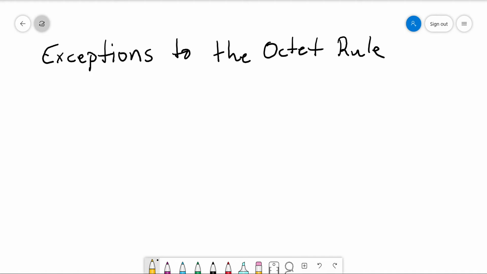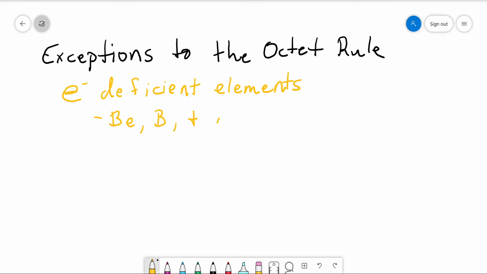So the first exception are what we call electron deficient elements. There's three elements that we'll talk about here: beryllium, boron, and aluminum.